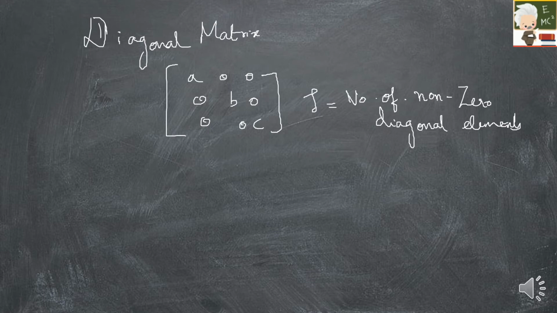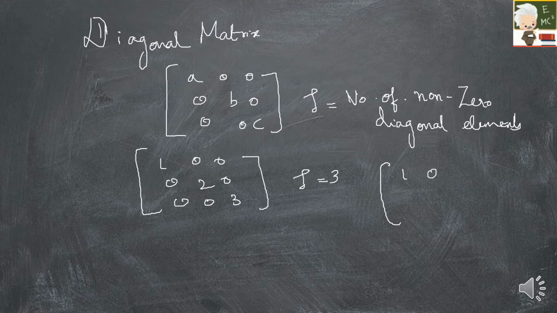For example, 1 0 0, 0 2 0, 0 0 3. If you have a diagonal matrix like this, then your rank here is 3 because you have 3 non-zero diagonal elements. Suppose you have 1 0 0, 0 2 0 and then 0 0 0. Here your rank will be 2 because it is a diagonal matrix and it has 2 non-zero diagonal elements.